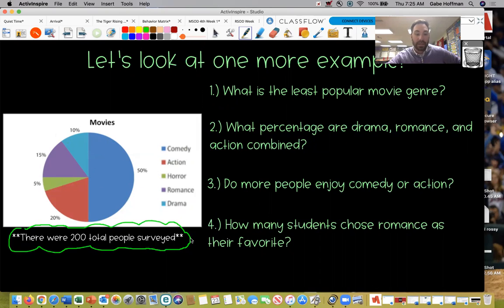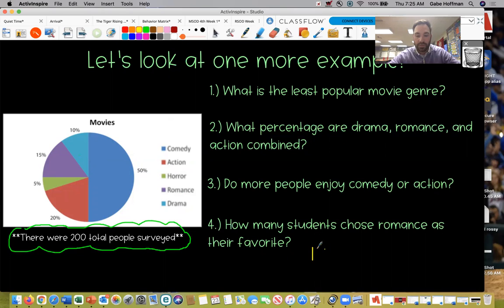Here is one of the more complicated questions you're going to get because of the way this scale has 200 total people surveyed, right? The bottom one says, how many students chose romance as their favorite form of movie? So if you look, romance makes 15% of the whole pie chart. But because it's out of 200 people, not 100 people, right? Because 15% means 15 out of 100.